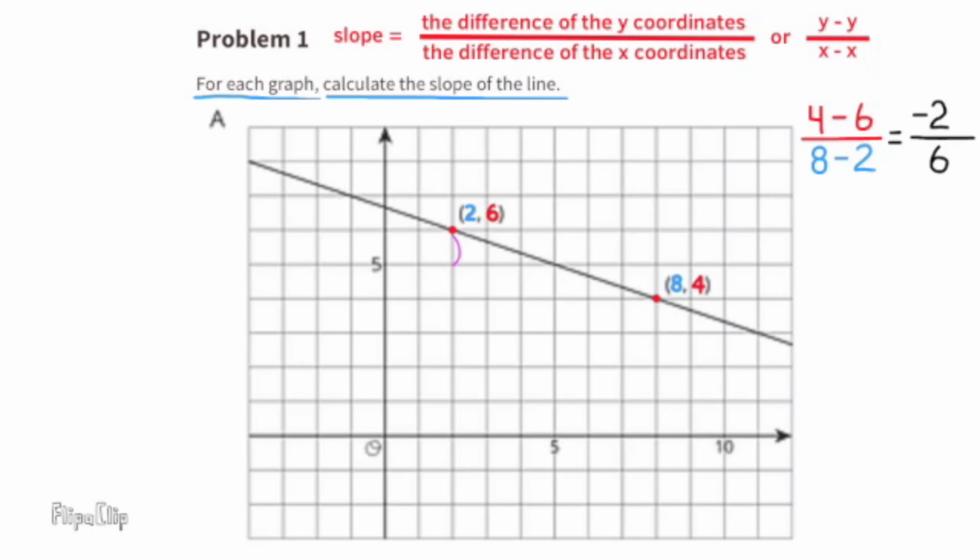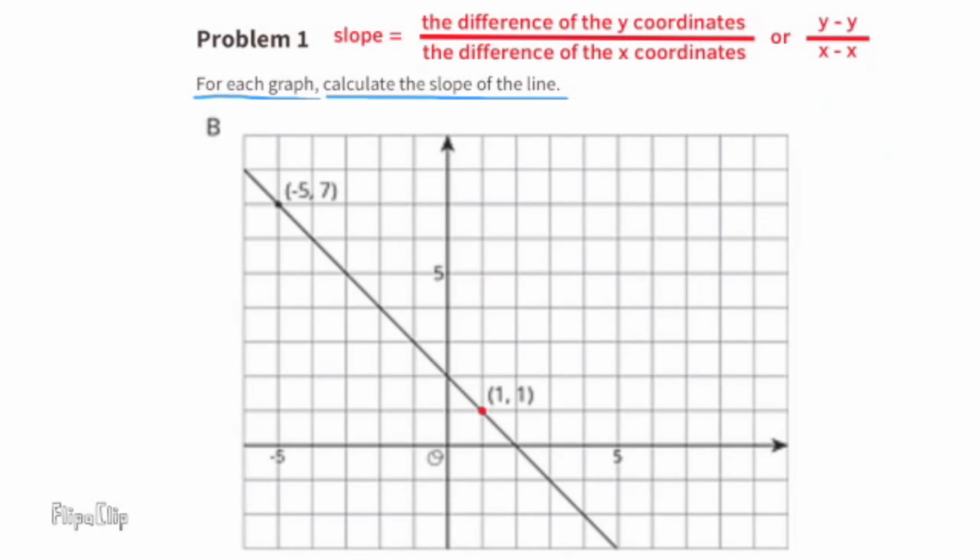This means that the rise is -2, or the rise goes down 2, and the run is 6. It runs 6 places to the right in the positive direction, which is equivalent to -1/3. The rise would go down 1 unit, and the run would go to the right 3 units. Either answer would be correct. The slope of this line is -2/6 or -1/3.